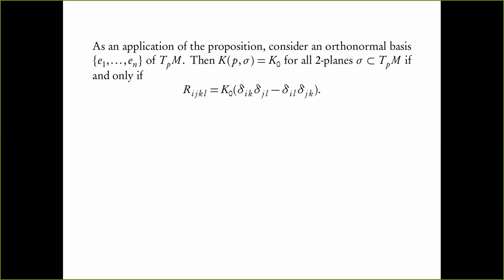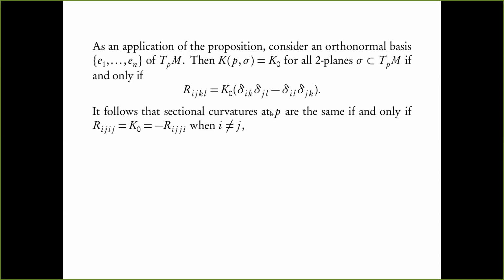It's saying that a manifold has constant sectional curvature K0 if and only if the Riemann curvature in an orthonormal basis has this form. But this form is very strict, because if anywhere you want the right hand side to be non-zero, what should happen? I has to equal L and J has to equal K, or I has to equal K and J has to equal L. For any other indices, it's going to be 0, right?